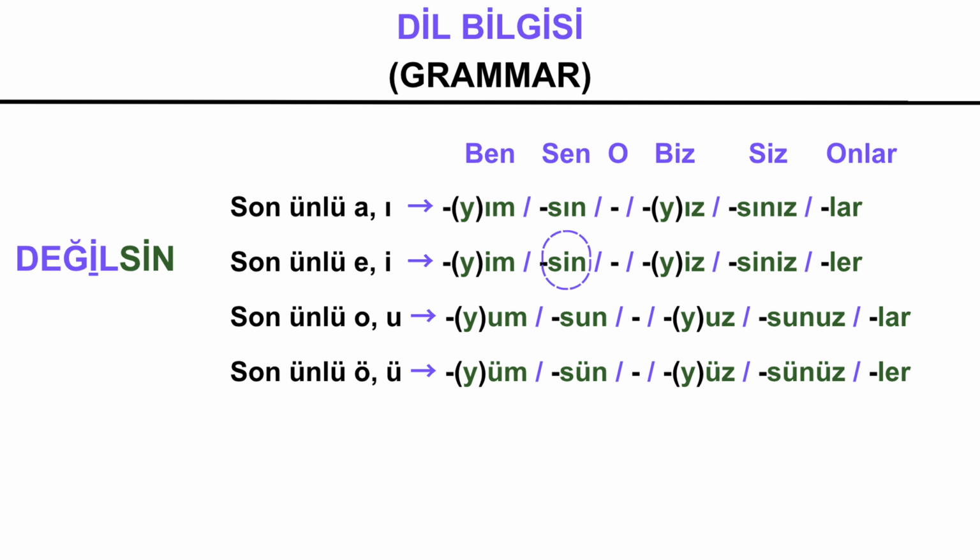For sen, we will add sin, so it will be değilsin. If it is o, we don't need to conjugate it as usual. If it is biz, we will add iz, so it will be değiliz. If it is siz, it will be değilsiniz. If it is onlar, then it will be değiller, değiller. Okay? So this video will be much easier than the previous one.